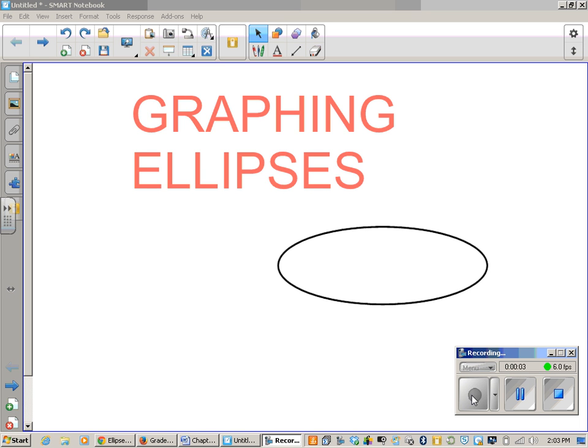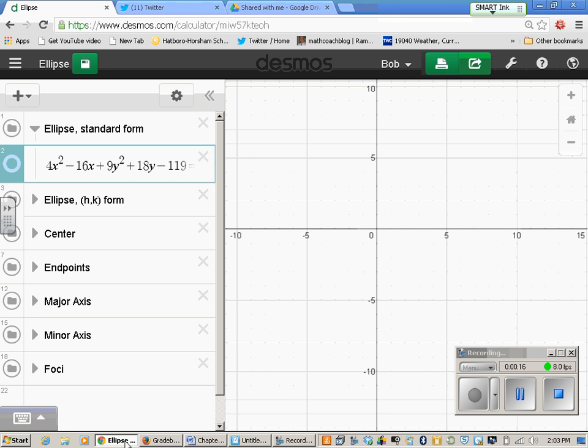In this video, we're going to take a look at the graphs of ellipses based on their equation. We're going to start with the equation of an ellipse in standard form. We're going to convert that to HK form and then look at all the necessary pieces we need to make the ellipses come about. And all this is going to be done using the Desmos calculator. You have access to this link, so feel free to follow along as I do the problems here.